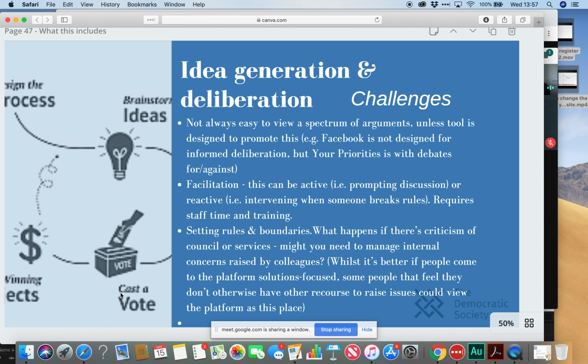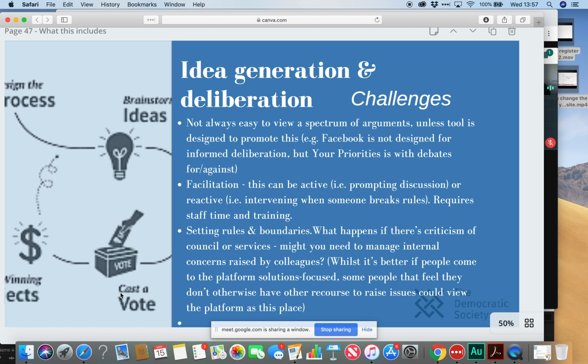Facilitation. So again, what I was talking about, you might need someone to prompt discussion or react to comments or react to proposals, especially getting someone to intervene when someone breaks the rules. And this can require staff time and training. So it's a good idea to actually set rules and boundaries in the first place. And I don't really like calling it rules and boundaries, but I prefer to call it guidelines.